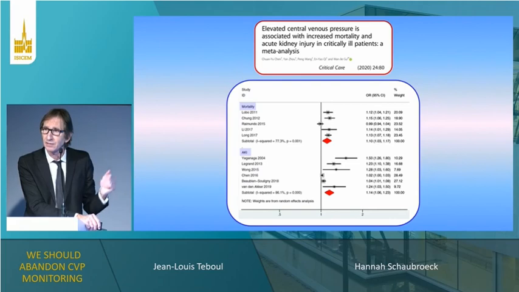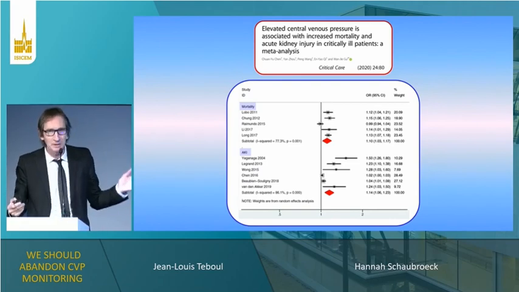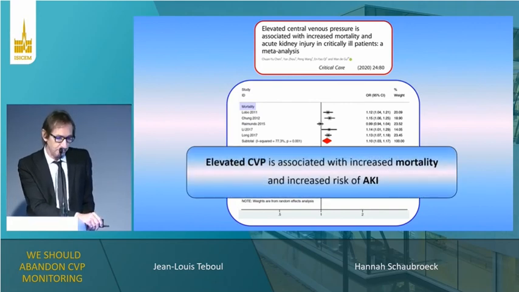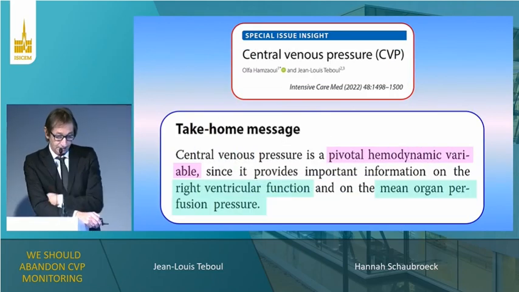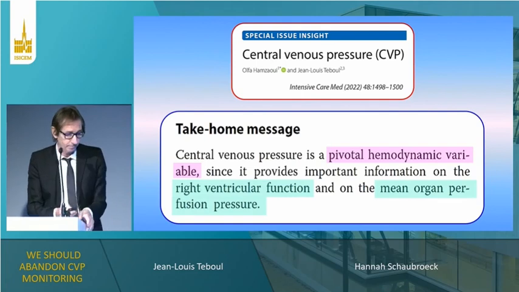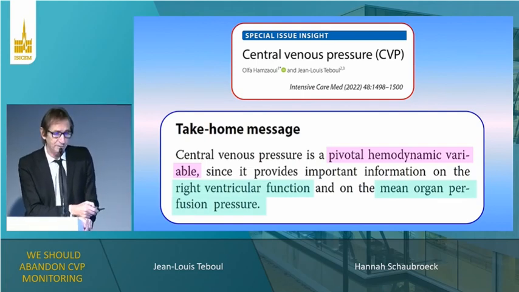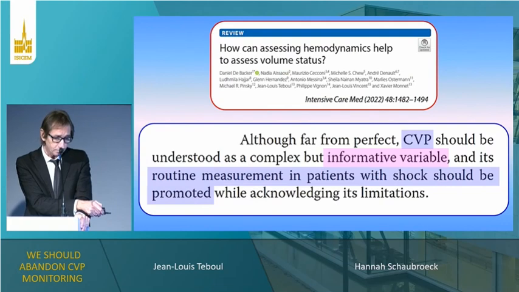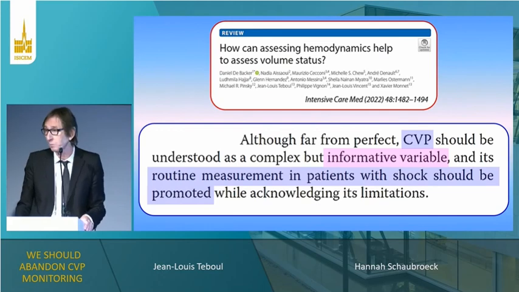And this is a meta-analysis. We have always meta-analysis for everything. And this meta-analysis showed that elevated CVP is associated with increased mortality, increased risk of acute kidney injury. So you should agree with me that central venous pressure is a pivotal hemodynamic variable. This provides important information on the right ventricular function and on the mean organ perfusion pressure. And Daniel De Backer and others said that CVP should be understood as a complex but informative variable, and routine measurements in patients with shock should be promoted.